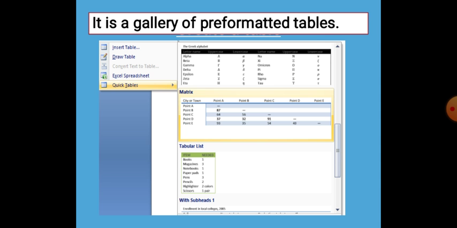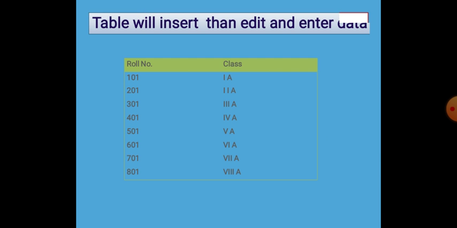Children, quick tables are the gallery of pre-formatted tables. Already there are tables created, contents are there, tables are formatted. We have to just select the table. As we select the table, it will be inserted with the data. Data भी उसमें enter होगा children. And what we have to do now, we have to edit the table and we have to write our own content. हमको जो पहले से content है उनको clear करके अपने contents को enter करना होगा. So this way we can create our table.